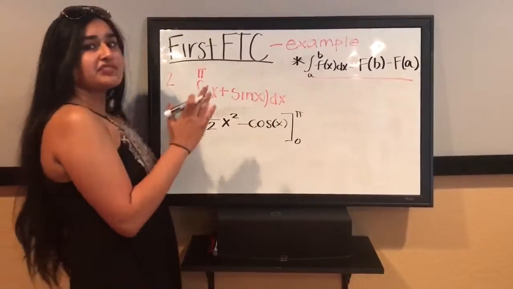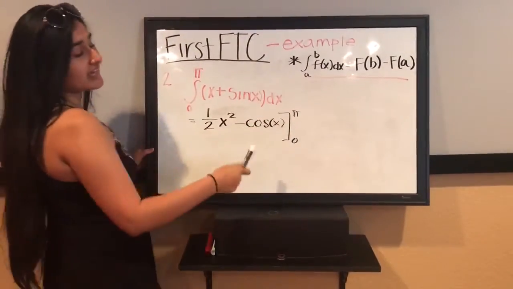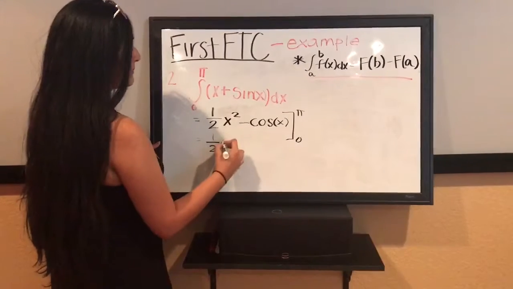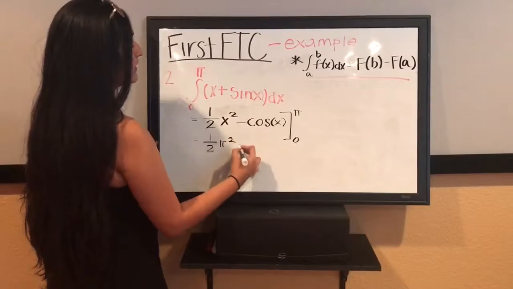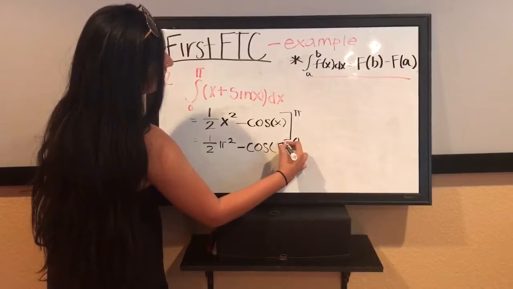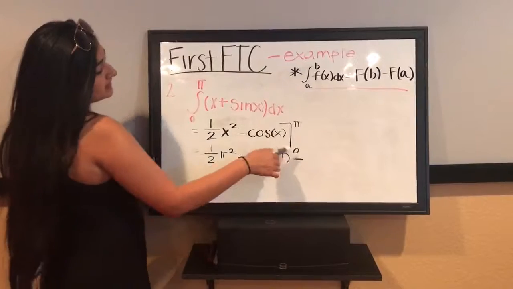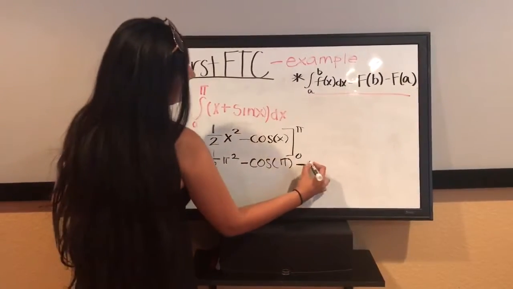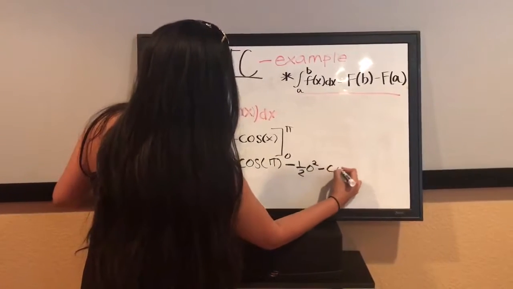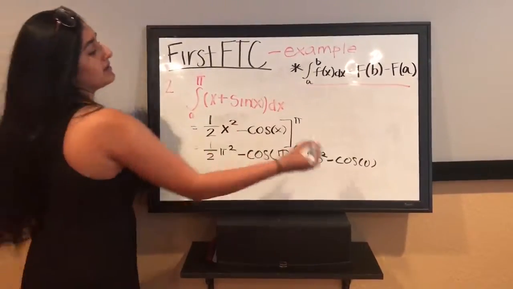Next up, we remember our favorite rule, f of b minus f of a gives you that integral. So let's do that. Let's plug in the b. So we'll get 1 over 2 pi squared minus cosine of pi. Now, we subtract by plugging in the 0. So we get 1/2 0 squared minus cosine of 0, plus.